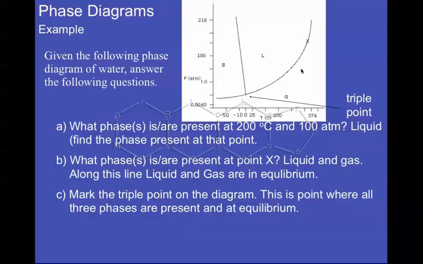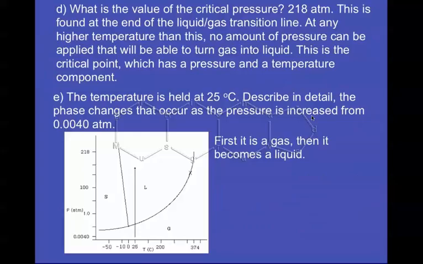and the gas would not turn into a liquid. The critical point is defined as being the end of the liquid-gas phase interface line, and it's beyond this point that we can no longer turn a gas into a liquid once we surpass that temperature. This becomes the critical pressure, and this becomes the critical temperature, and you could be asked for either of those. In this case, we're asked for the critical pressure, and that's 218 atmospheres.